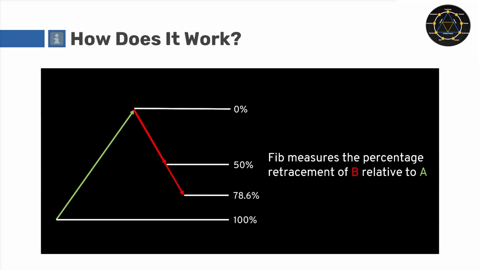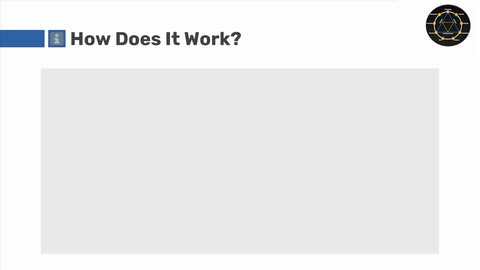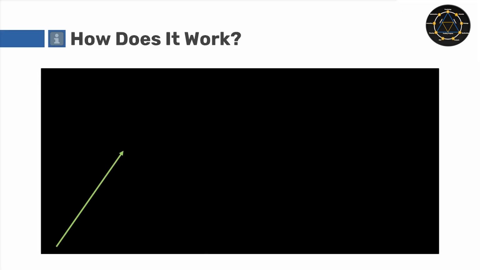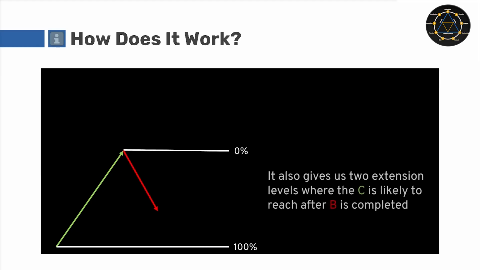Now here's another Fibonacci level that's quite well known, the 78.6. It's obviously a bit deeper, but it's another one of these known levels. So if we look at this in a bit more detail, here's an A, here's a B. So there's your 0% and there's your 100%. Now it can also give us extension levels.